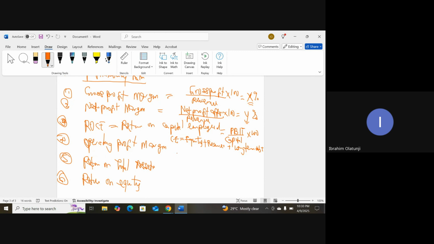But if the examiner is now telling you to calculate operating profit margin, that one will be profit before interest and tax all over revenue, times 100. So this is your operating profit margin. It's different from net profit margin. Net profit margin is the profit after the tax has been deducted, but operating profit margin is profit before interest and tax. You should be able to know how to differentiate that.